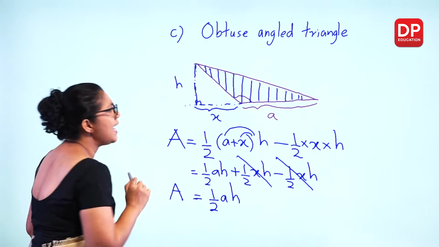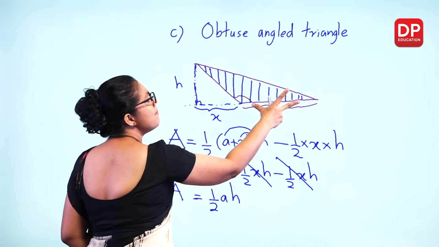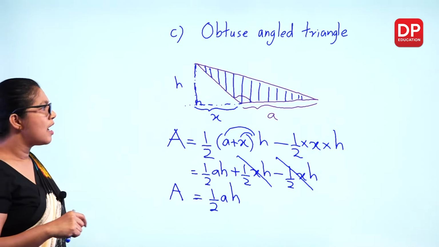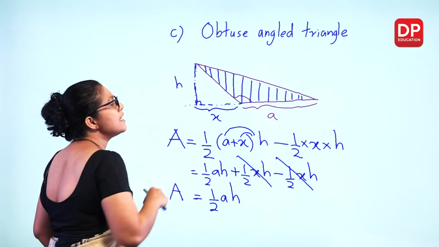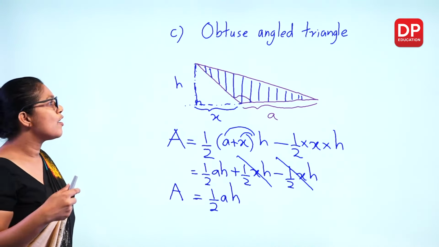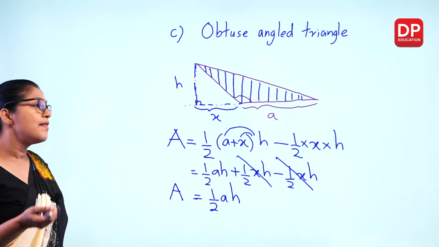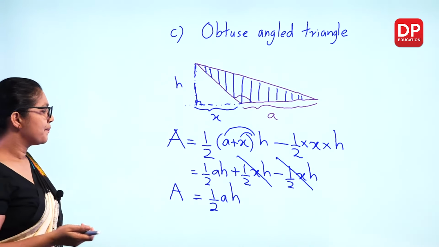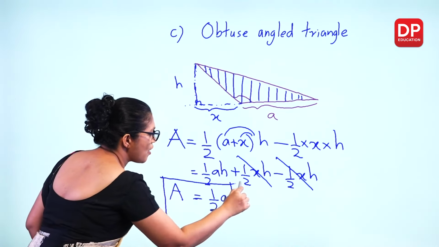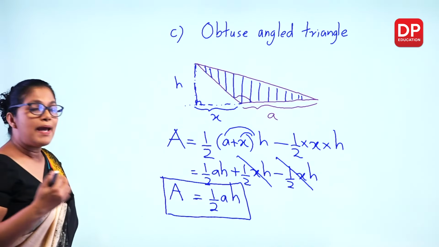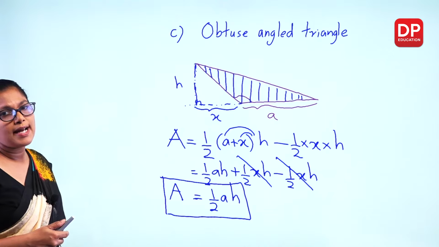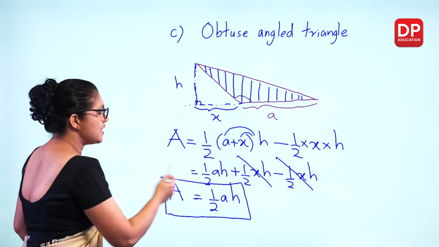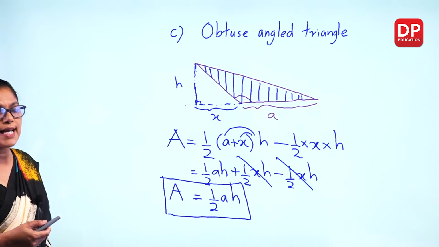So what is A? A is the base length of the obtuse angle triangle. And what is H? A perpendicular drawn to that triangle. Normally, in an obtuse angle triangle, the perpendicular we need to draw outside the triangle. So here, if you know any triangle with base length A and the perpendicular height is H, you can easily find out the area of a triangle using half times A times H.